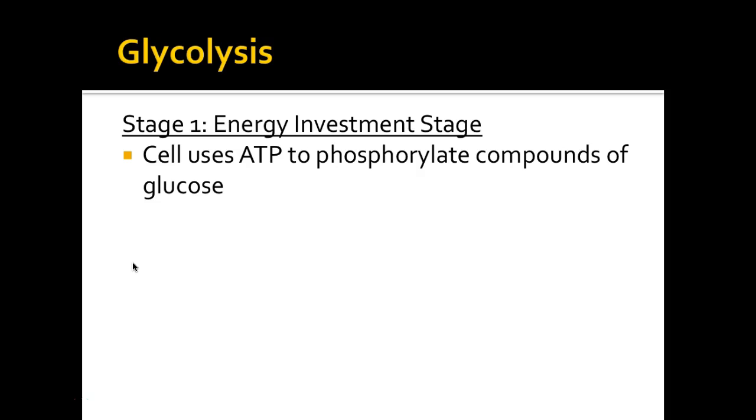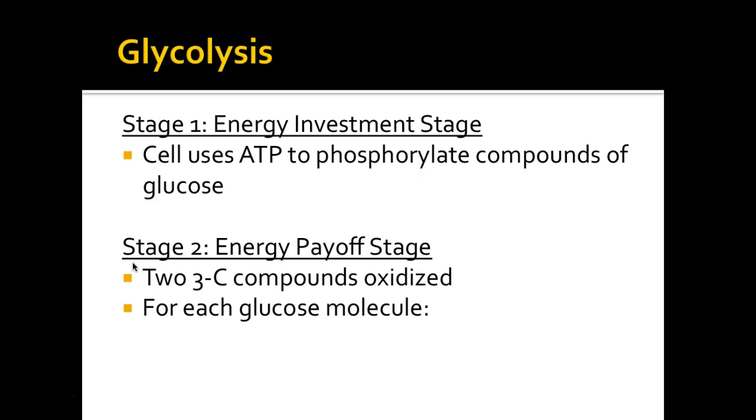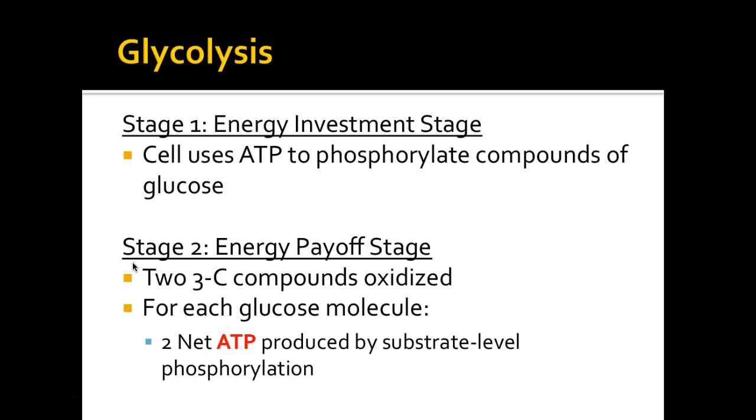So in the first step, we have that energy investment stage, which I was just explaining about. The cell is going to use that ATP to phosphorylate compounds of glucose. In the second stage, energy payoff stage, 2 3-carbon compounds are going to be oxidized for each glucose molecule, and you're going to get 2 net ATPs that are going to be produced by substrate level phosphorylation. Ultimately, then the 2 molecules of NAD plus are going to be converted to NADH.